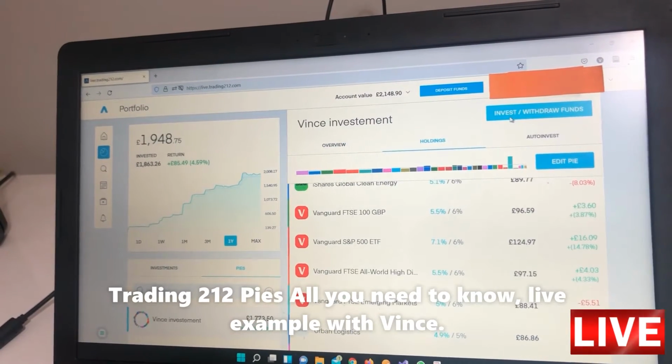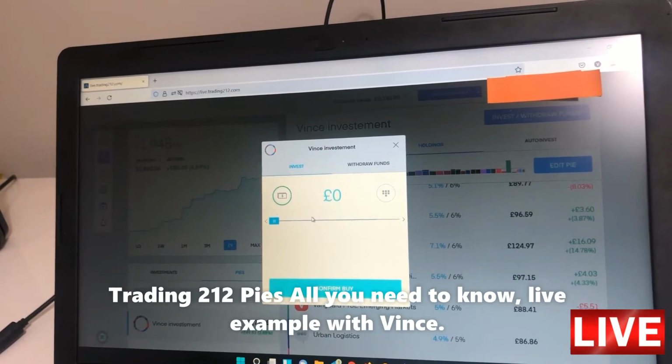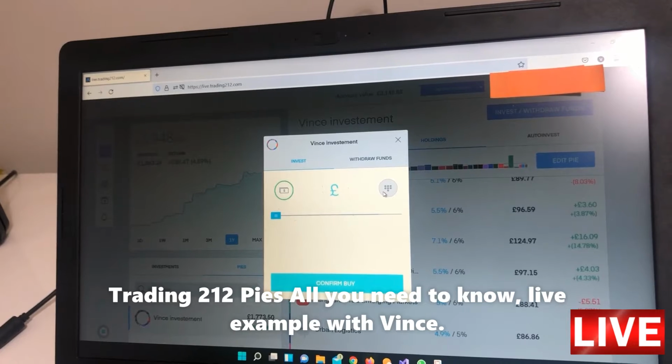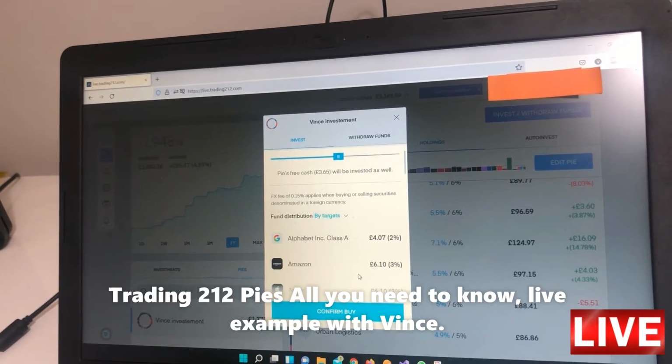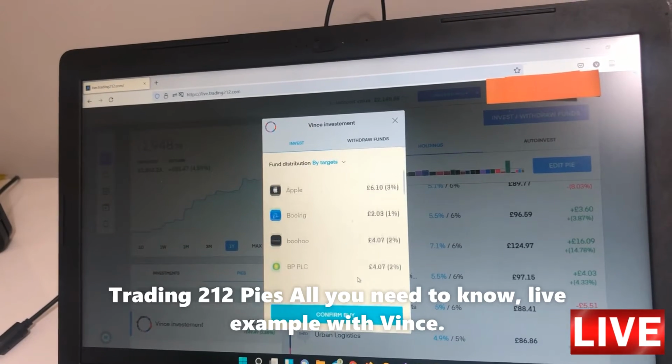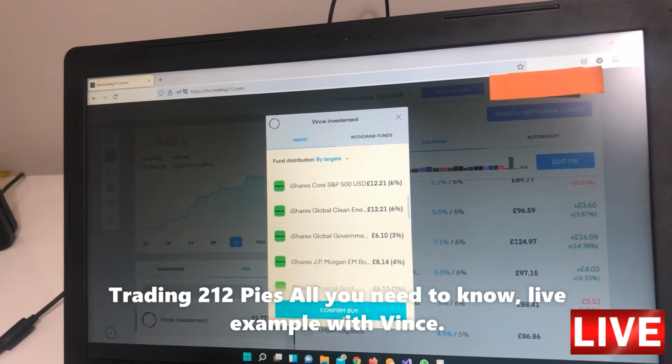So I'm going to click on Invest Withdraw Funds. I'm going to type in an amount here by clicking on these dots, and I'm going to type in £200. It will then automatically define how much I'm going to apply to each of my shareholdings, and I click Confirm.